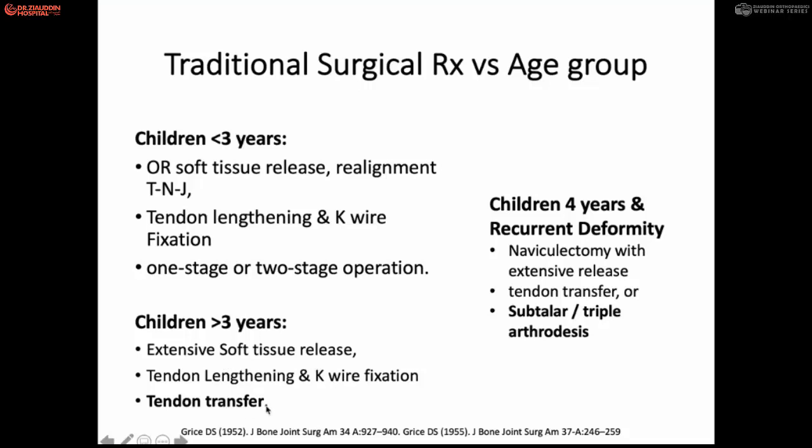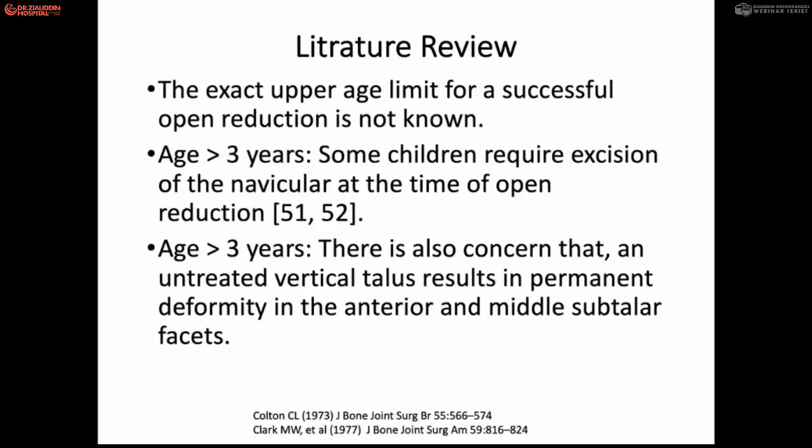the tendon transfer. If the child is over 4 years and there is a recurrent deformity, most of the time naviculectomy is done along with the extensive soft tissue releases and tendon transfers. But over the age of 5 or 10 years when they come, there is a subtalar or triple arthrodesis procedure. Triple arthrodesis has to be done.